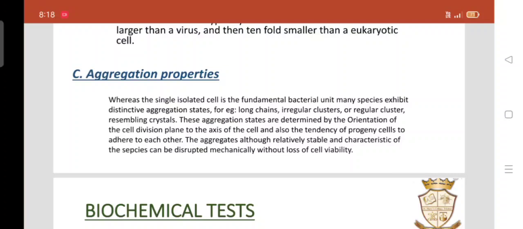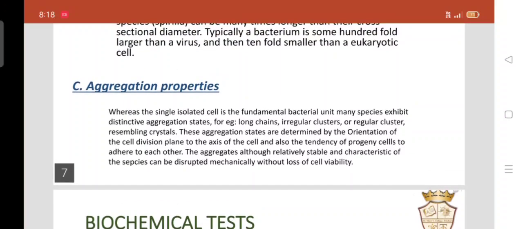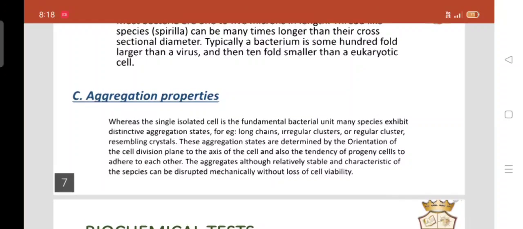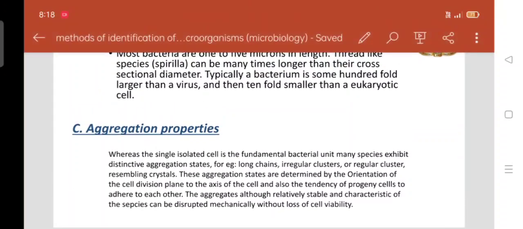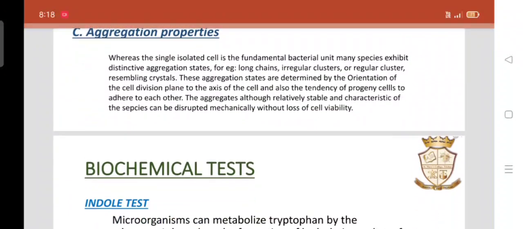Next one is aggregation properties. Whereas the single isolated cell is the fundamental bacterial unit, many species exhibit distinctive aggregation states, for example long chains, irregular clusters, or regular clusters resembling crystals. These aggregation states are determined by the orientation of the cell division plane to the axis of the cell and also the tendency of progeny cells to adhere to each other. The aggregates are relatively stable and characteristic of the species, and can be disrupted mechanically without loss of cell viability.